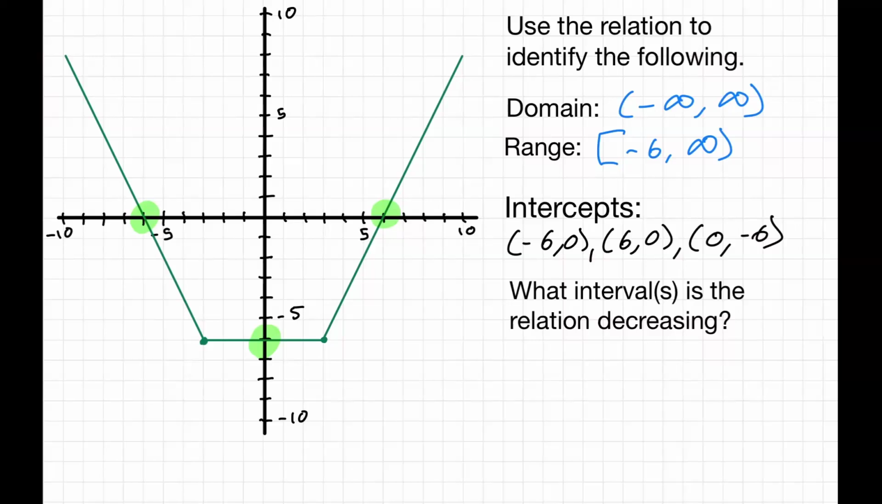The last question, though, I focused on that behavior, right? What's the behavior of this relation we're working with? And specifically, where is it decreasing? So is it always decreasing? What part of this do you see that's not decreasing?